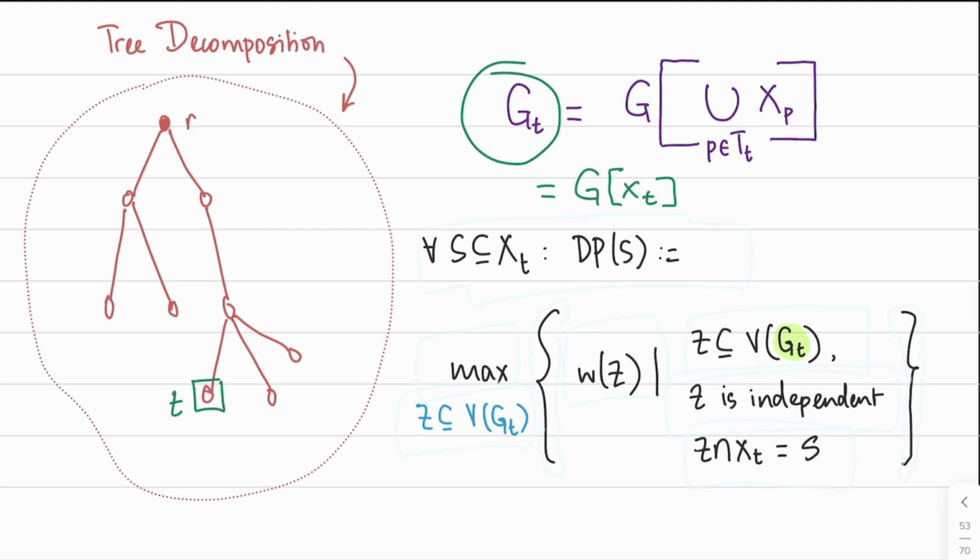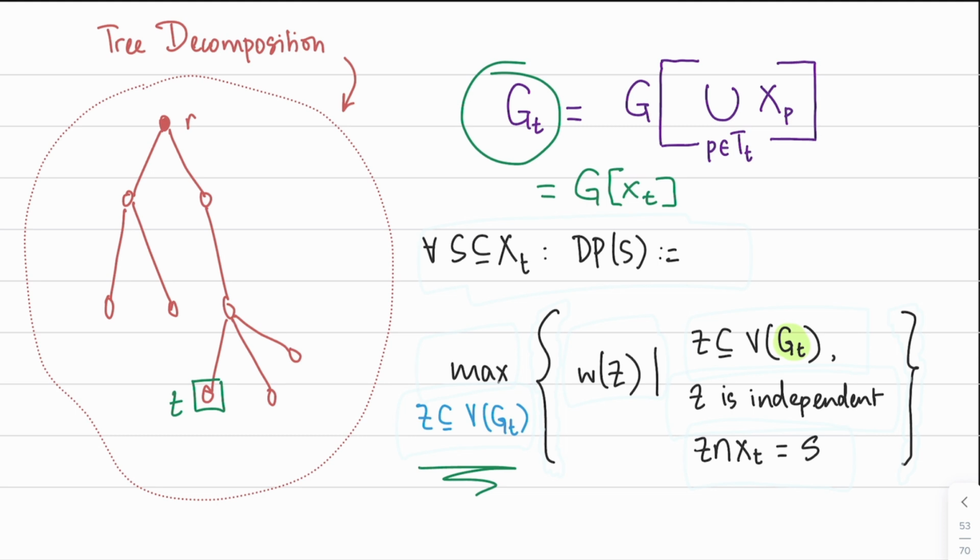On the other hand, if the graph induced by S is not an independent set, then this max is over an empty set, because we are already going to fail to meet the condition that Z is independent, because notice that Z must contain S to begin with. In fact, Z intersection X_T equals S. So the only candidate for Z is S itself. And if S is not independent, then there is nothing for us to look at. In this case, the DP value that we record is essentially undefined.